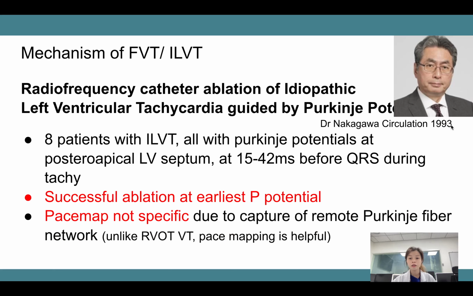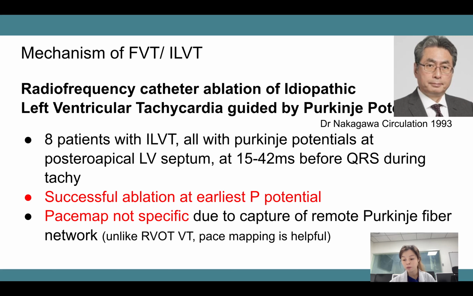And then in 1993, Dr. Nakagawa found that this fascicular VT can be successfully ablated at the Purkinje potential. He had 8 patients with fascicular VT, all with a small potential at the left posterior septum apical part. The potential was around 15 to 42 milliseconds before the QRS complex. During the tachycardia, he could terminate the ventricular tachycardia by ablation at this potential in all his 8 patients.